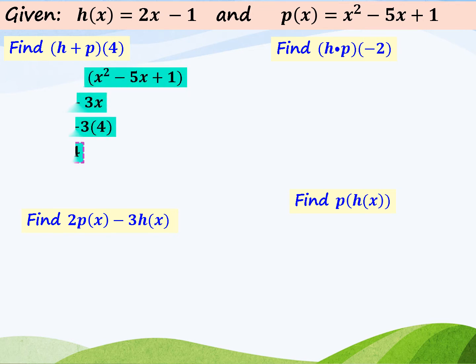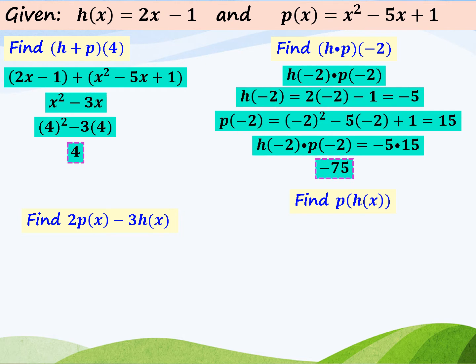So what I did was I figured out what h plus p was first. So h is 2x minus 1, and then plus x squared minus 5x plus 1. So I combine the like terms to get x squared minus 3x. Now that I have the sum of those two functions, I can substitute in the 4 in for x. So 4 squared is 16. 3 times 4 is 12. 16 minus 12 is 4.